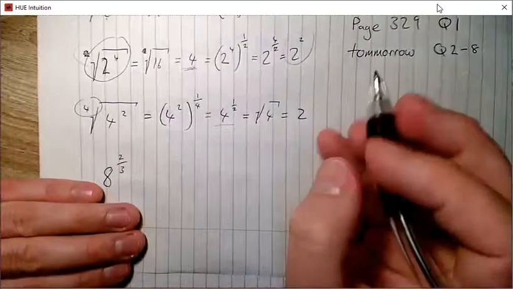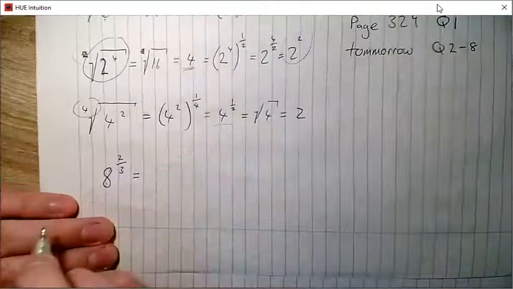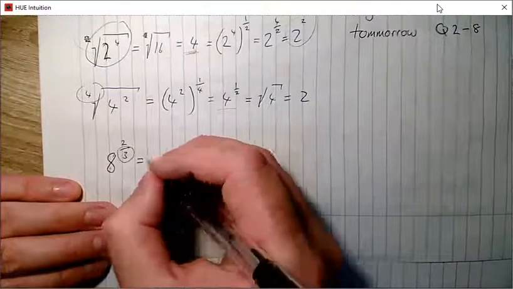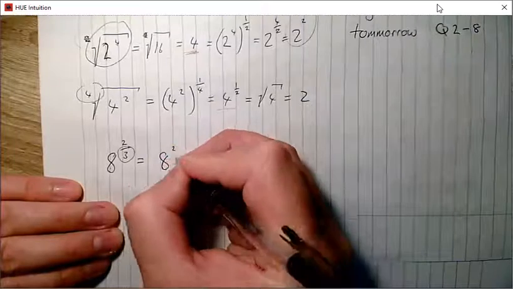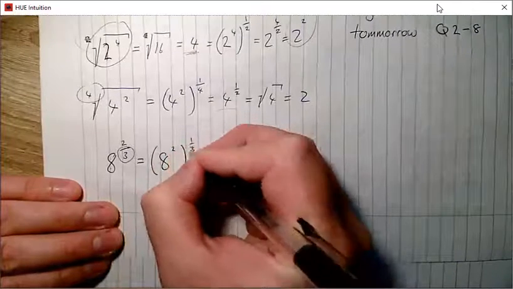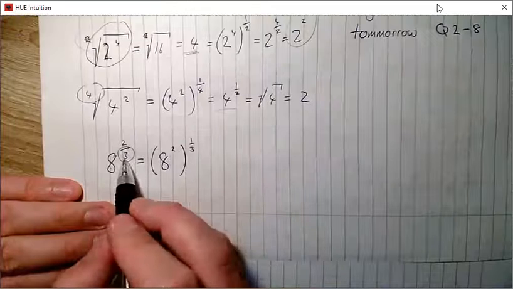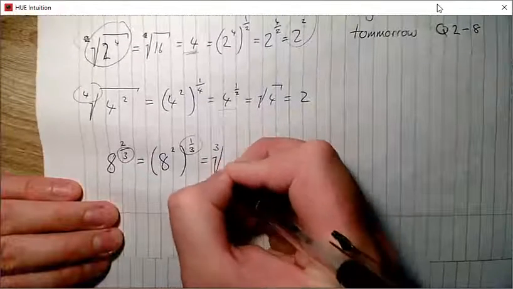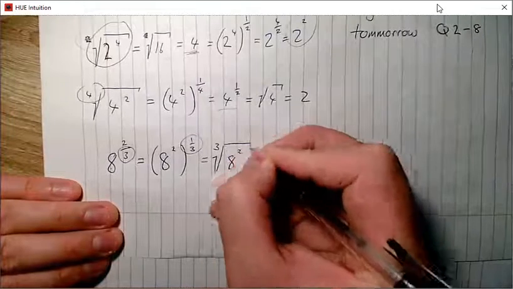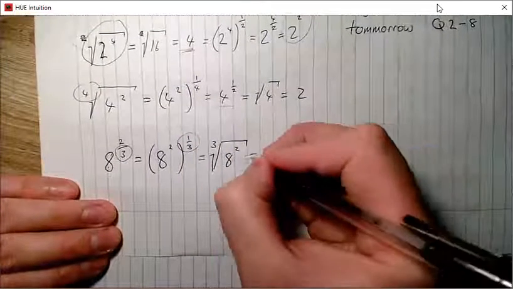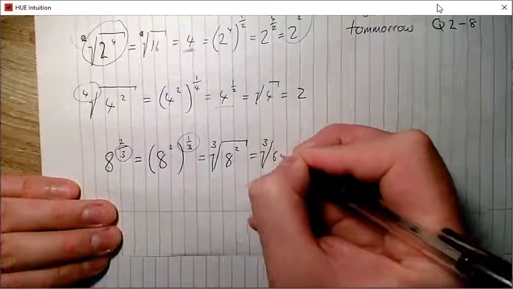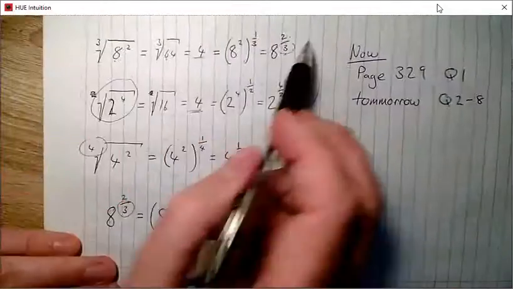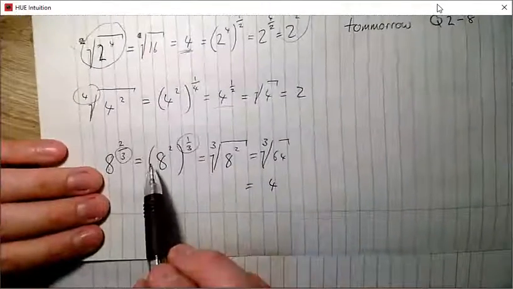Okay, so these are tricky enough. See if you can work out what 8 to the power of 2/3 gives. Okay, so start off with, well, what's that? 8 squared times 1/3. That's another way of writing 2/3, is 2 multiplied by 1/3. And you know that to the power of 1/3 means the cubed root of 8 squared. Well, 8 squared is 64. And the cubed root of 64 is 4. That's the same one that we've seen up here.